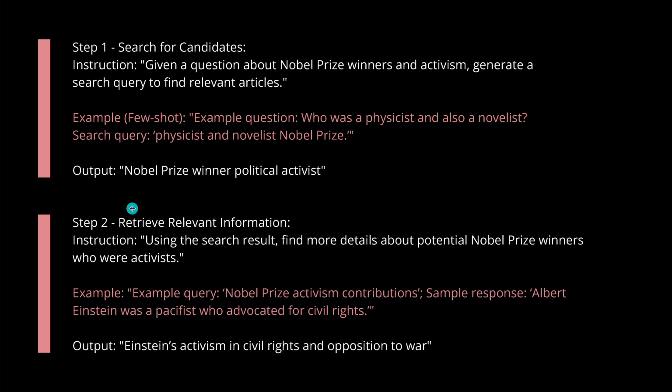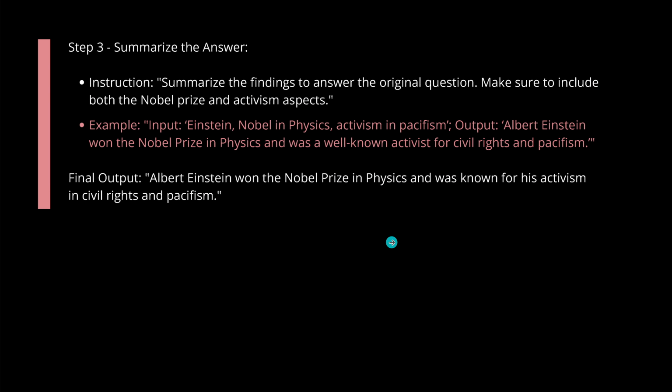Step 2 is now retrieve the relevant information. So using the search results, find more details about potential Nobel Prize winners who were activists. I give you another time here a very simple few-shot probe. Nobel Prize activist contribution, sample response. Albert Einstein was a pacifist who advocated for civil rights, and we get an output of step number 2. If you read the paper, and I would highly recommend this, please note that those steps, they don't call steps, but they call modules.